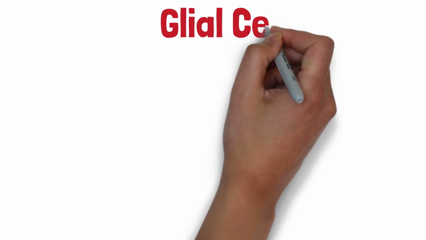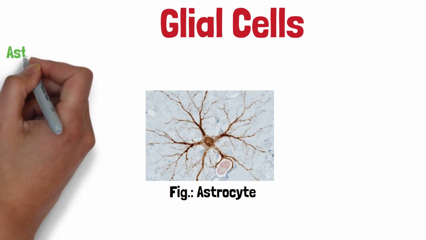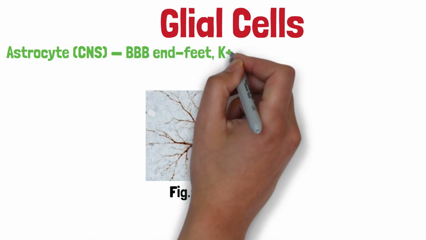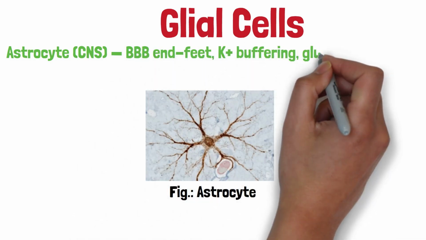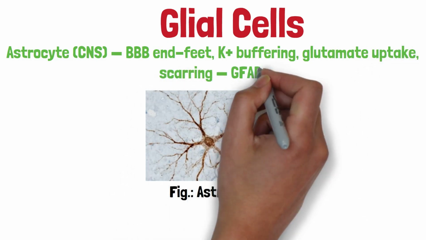Neurons don't work alone. 6 types of glial cells support them, and the exam expects you to know each one's job and location. Astrocytes live in the CNS. Their end feet form the blood-brain barrier. They buffer potassium, take up glutamate, and form glial scars. GFAP is their marker.